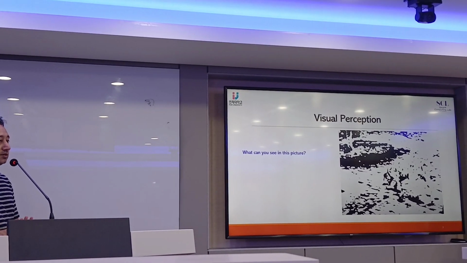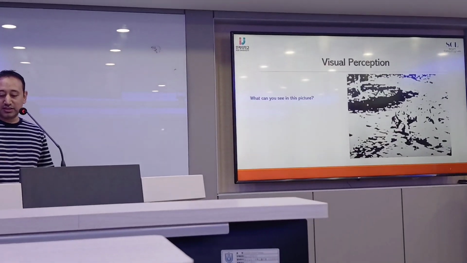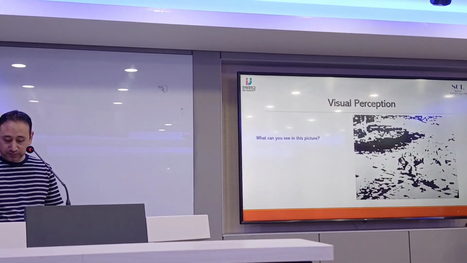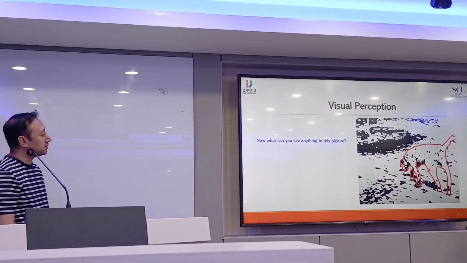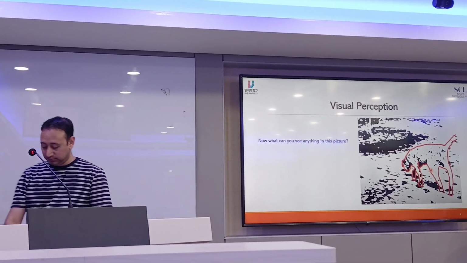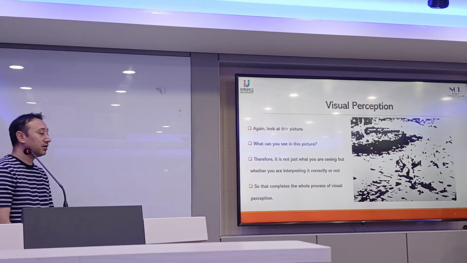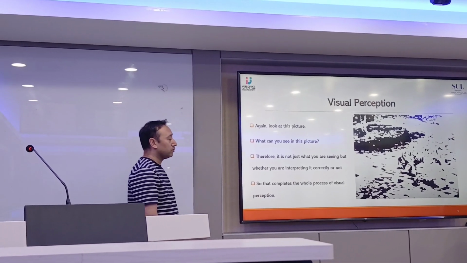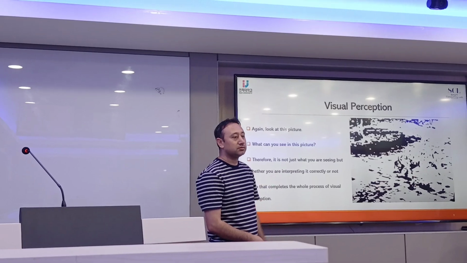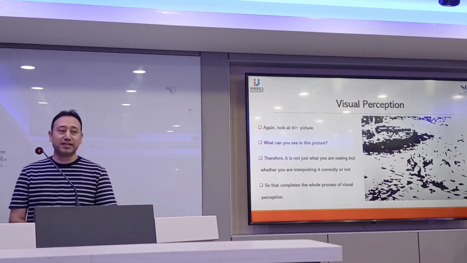You cannot identify what is in this picture, right? There are some black and white patches. But when I draw this, you can see there is a dog, right? Now again, see. Can you identify? You can identify, right? There is a dog.